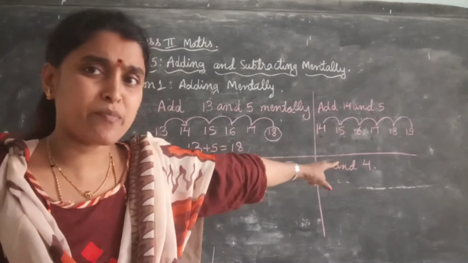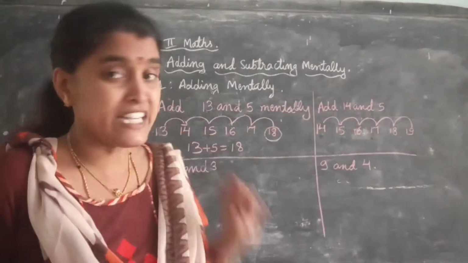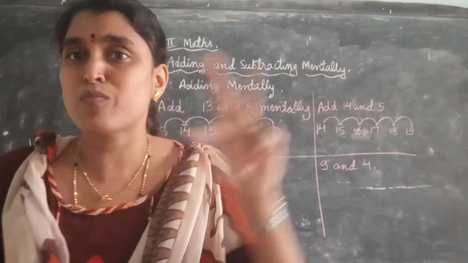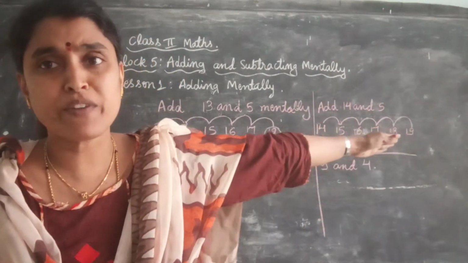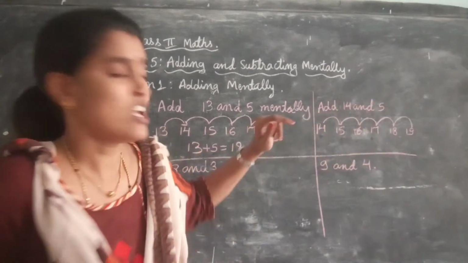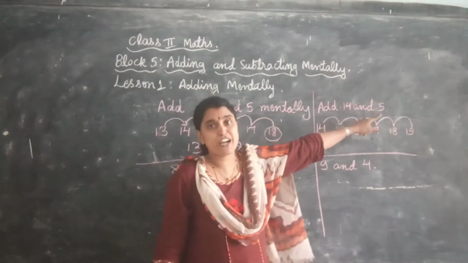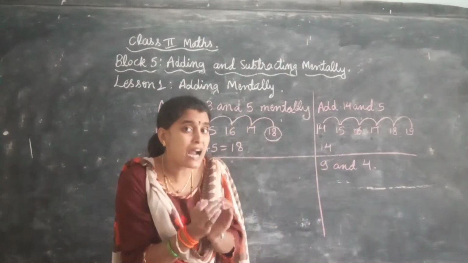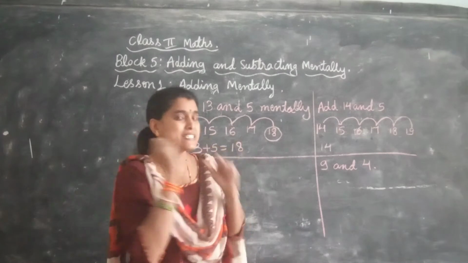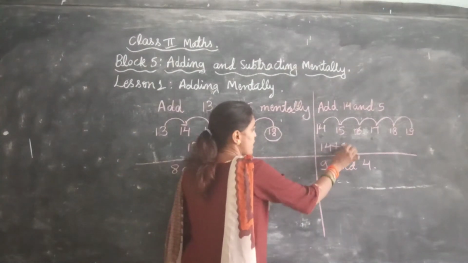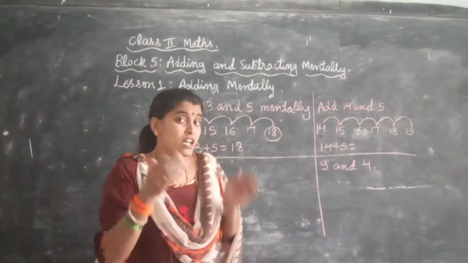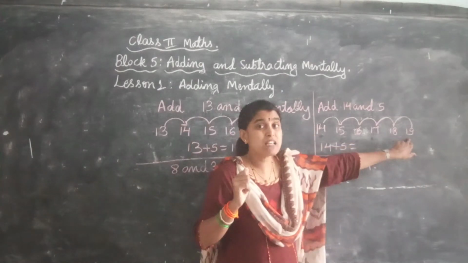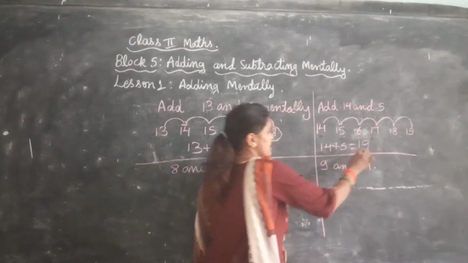What is the last number we got? That is 19. The number we count last is nothing but the sum of those two numbers. So the sum of 14 and 5 is 19. Sum means you need to add numbers, so you need to use the plus symbol. 14 plus 5. To show the total, you have to use the equal to symbol. So 14 plus 5, the last number is 19. So 19 is the answer.